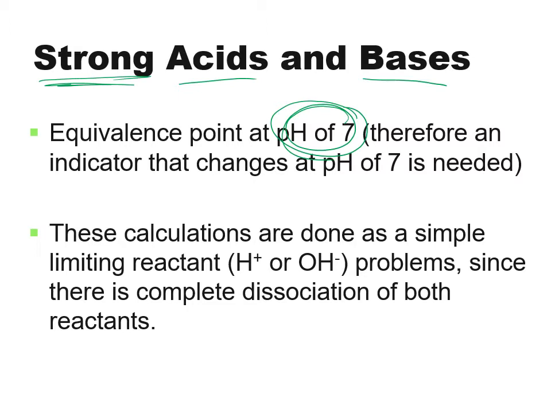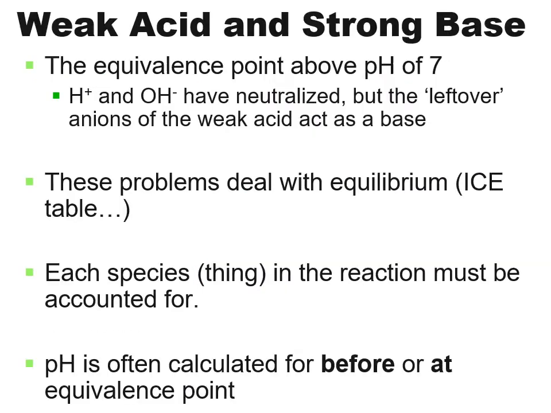These are pretty easy to do. It's essentially just a limiting reactant question to see which one there's more of. Is there going to be more hydrogen or more hydroxide? As long as they're equal, you'll get a pH of 7. If there's more of one than the other, then there'll be a certain amount of hydrogen ions left over or a certain amount of hydroxide ions left over, and then you can use that to find the pH.